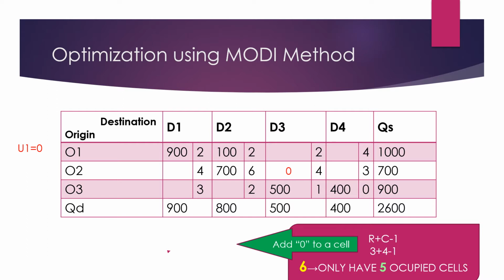I always tell that the penalty cost or the opportunity cost is the summation of the U value and the V value. If U1 is 0, to get 2, we have to put V1 as 2. Then V1 plus U1 comes to 2.